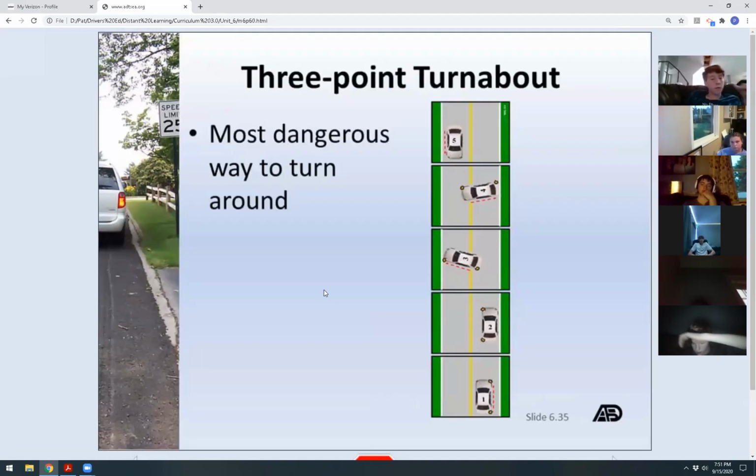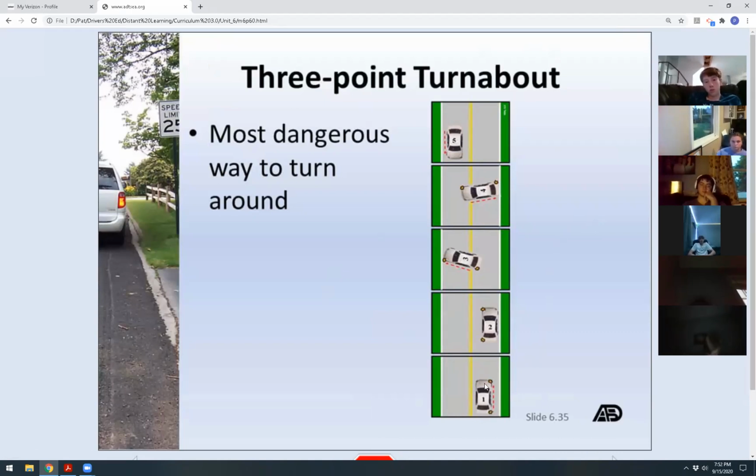A lot of people think U-turns are illegal, but they are not. There could be signs, however, forbidding them. So this is their attempt at showing you what a three-point turn looks like, but it's a terrible set of slides. So bear with me.